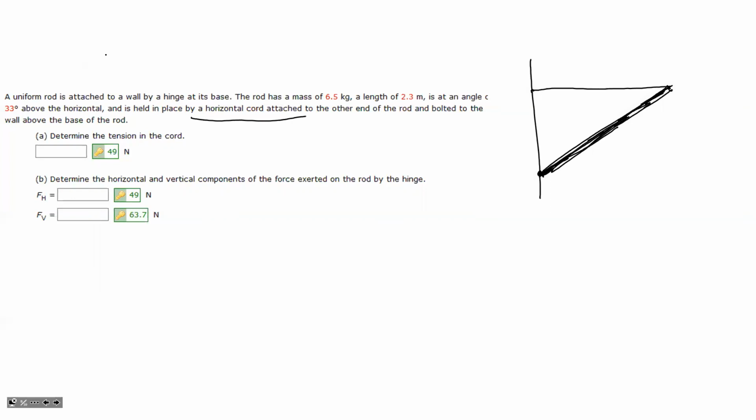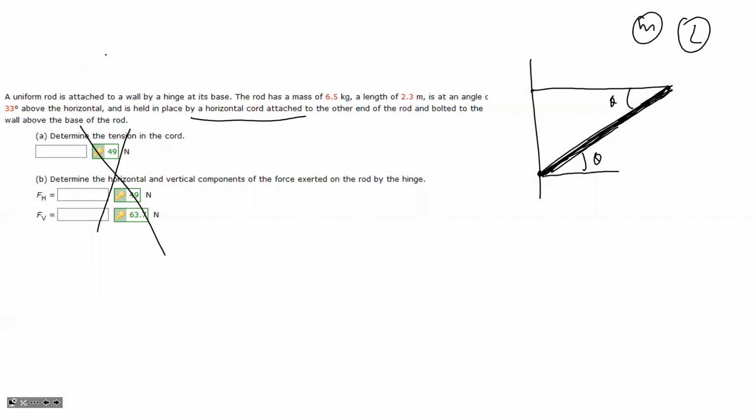And we know the mass, we know the length, the angle 33 degrees above the horizontal. So this is actually theta, which means this is theta. Well, we don't need this. It all gets determined automatically if we do it right.